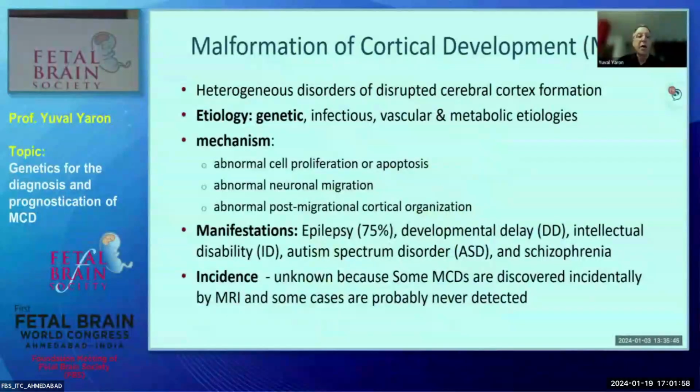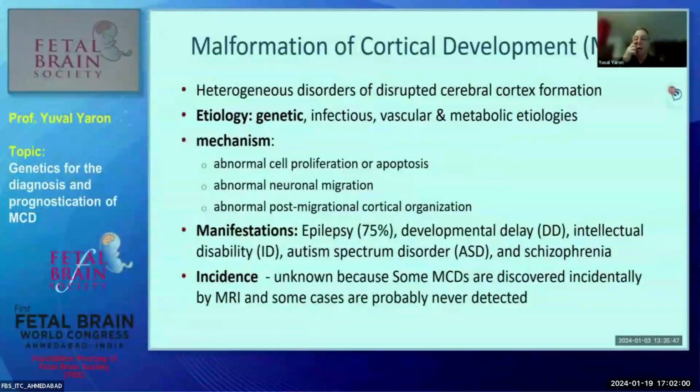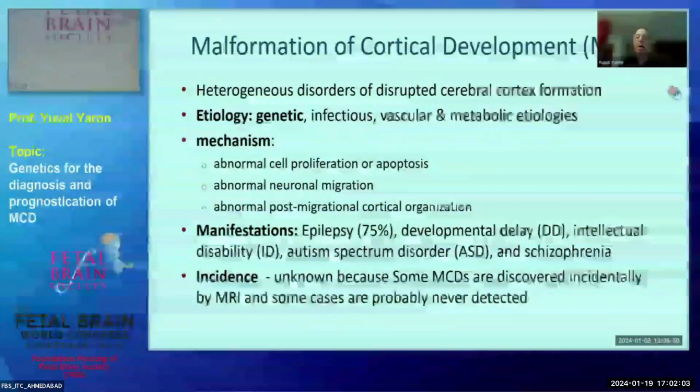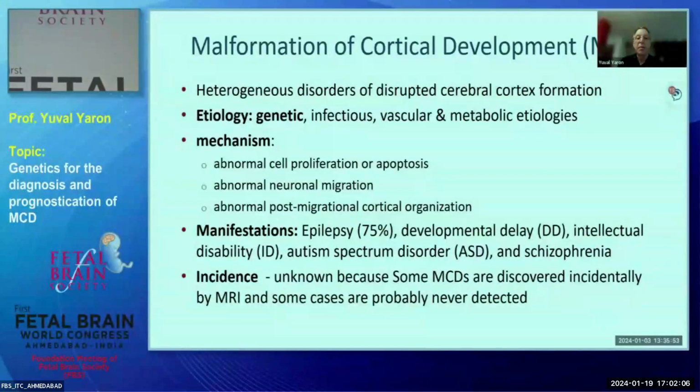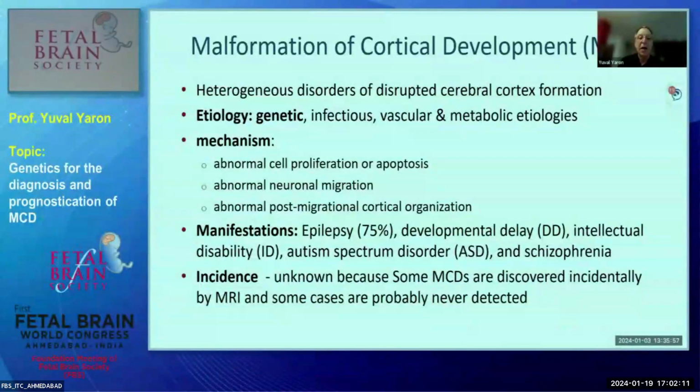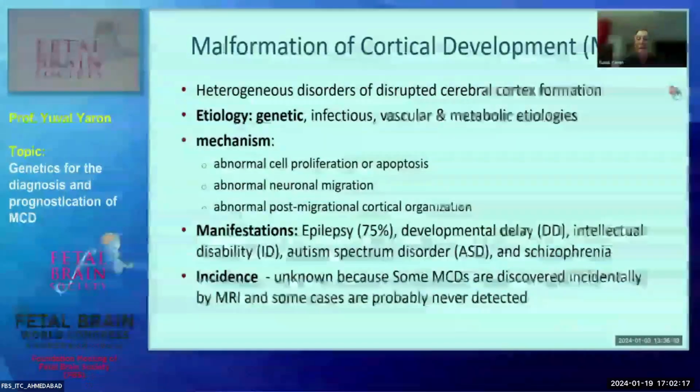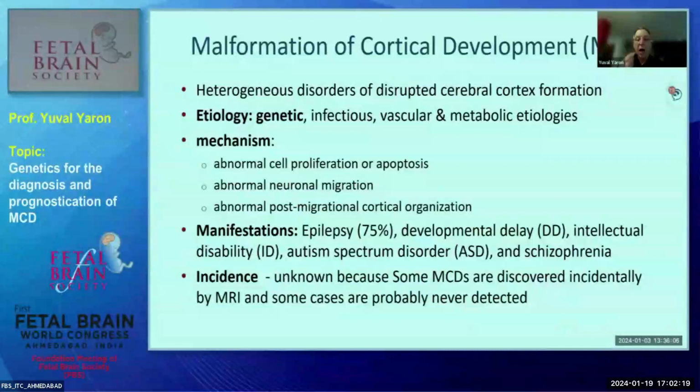Malformations of cortical development is a heterogeneous group of disorders disrupting proper cerebral cortex formation. The etiology is varied. It can be caused by genetic etiologies, but also by infectious, vascular, and metabolic etiologies. And the mechanisms are perturbations of the steps that I described before. So it could be caused by abnormal cell proliferation or abnormal apoptosis, abnormal neuronal migrations, or abnormal post-migrational cortical organization.